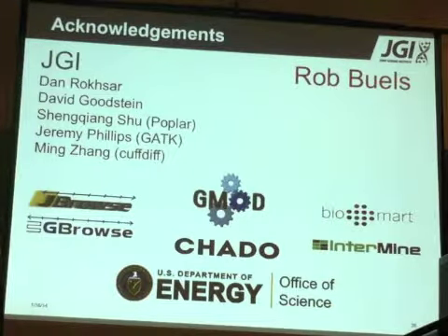So as far as acknowledgements go, at the JGI, Dan Rokhsar is the head of the eukaryotic program at the JGI, and also works pretty closely with us plant folk. David Goodstein is my boss, who is the manager of Phytozome itself. I spent a lot of time talking about the poplar genome, which is annotated by Xingcheng Xu. The GATK analysis was done by Jeremy Phillips, and Cuffdiff and expression analysis by Ming Zhang. Of course, none of this is really possible at all without Rob back there. Something I'm certainly very grateful for.